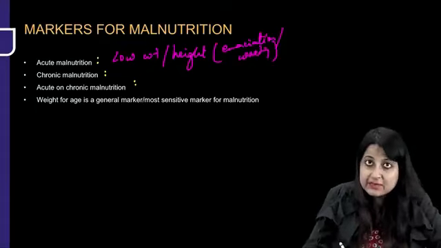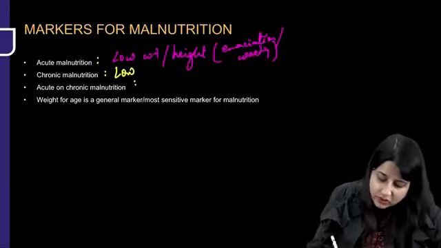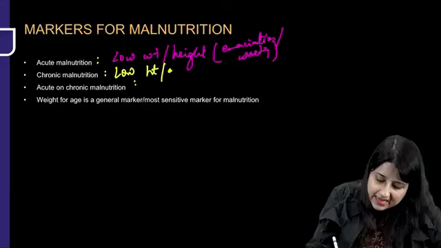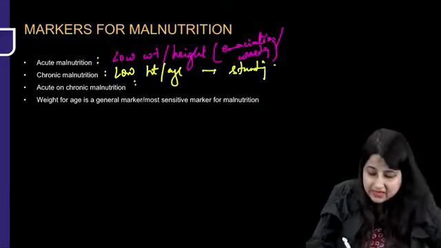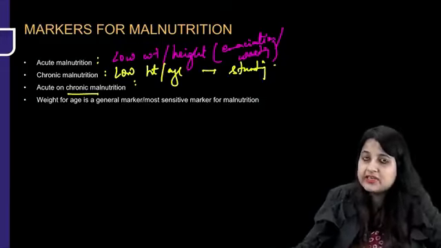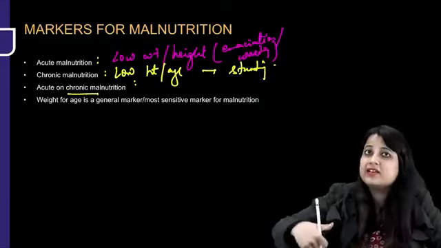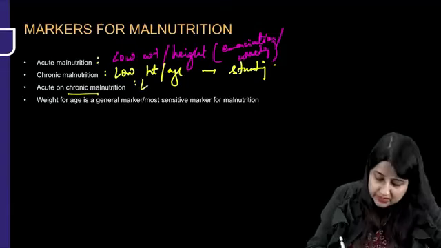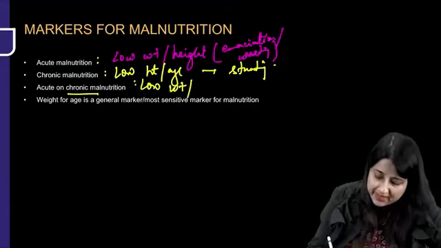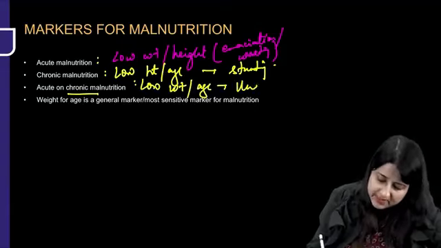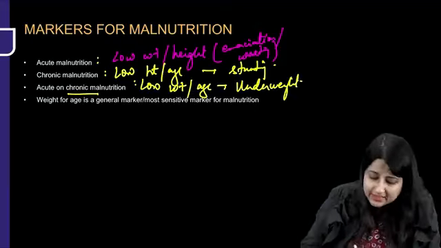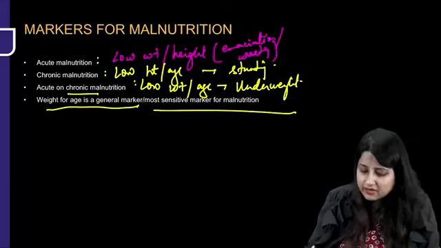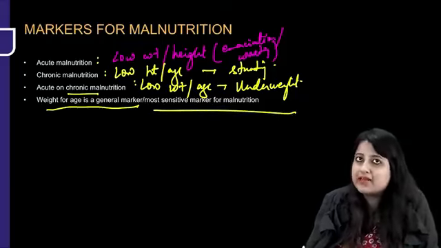But what is chronic malnutrition? Chronic is long standing, so low height for age, and this is what? This is reflecting stunting. Acute on chronic means you're chronically malnourished. On that, acute is superimposed. This is low weight for age, which is most commonly being used to assess malnutrition status. Okay. See, weight for age is a general marker, most sensitive marker for malnutrition.